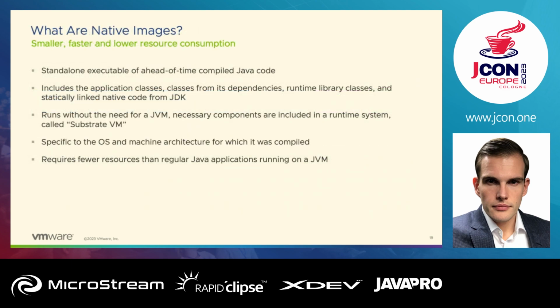So let's have a closer look at what native images are. They are built with ahead-of-time compilation, and at the end it's really a standalone executable of our Java application. It includes everything to run our application. For example, as it doesn't run on a JVM, it includes a so-called Substrate VM, with all the common parts that are required. It's specific to a machine architecture and the operating system. And the big benefit is that it requires fewer resources because it's not running on a JVM, and also doesn't have to run the just-in-time compilation.